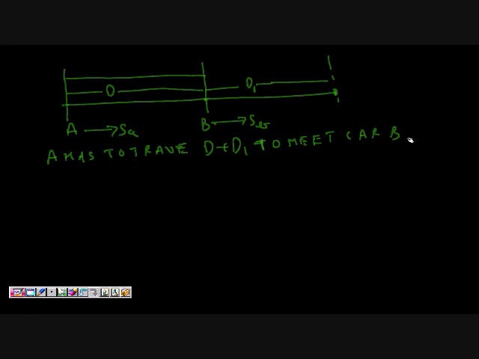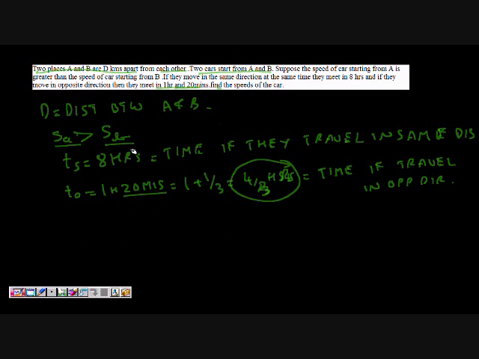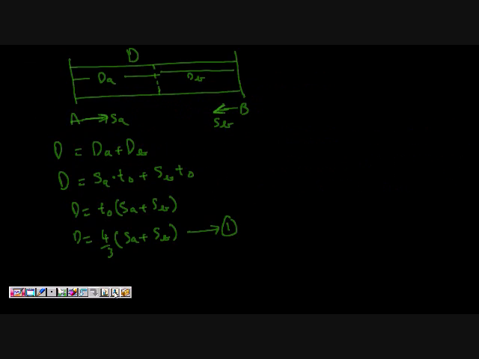And similarly, car B has to travel distance D1 before they meet each other. And the time taken by these two cars to meet each other is this time TS. So TS is the time taken by these two cars to meet each other, and it's the same for A and the same for B.